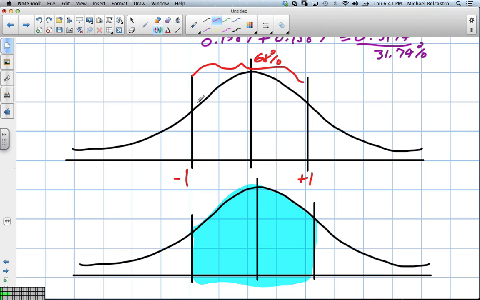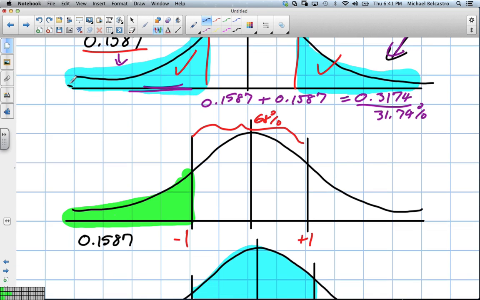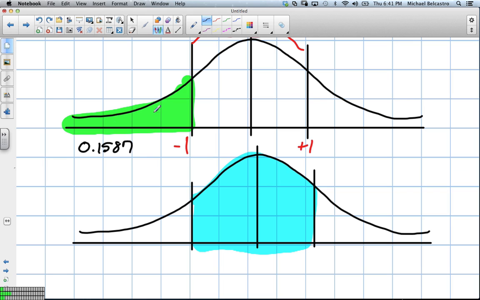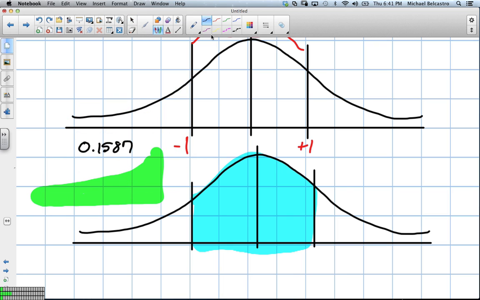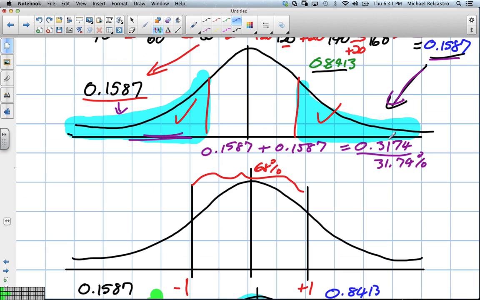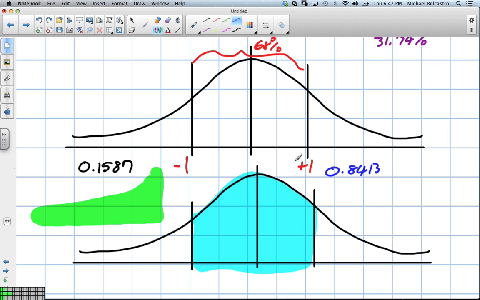In this case, that's minus one deviation. When we looked up this one to start, we knew that the area underneath the curve was 0.1587. That was 0.1587. I'm just going to drag this out of the way for a second so you can see. When we look up the other one, we know that this one is 0.8413. So that's to the left of this point.